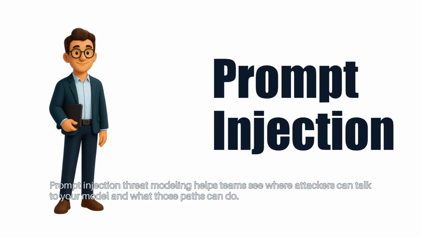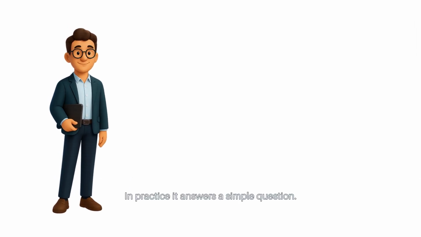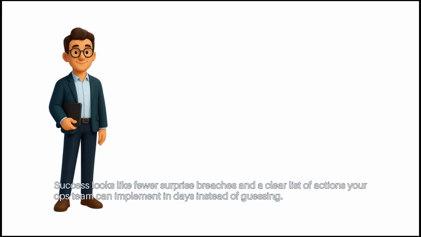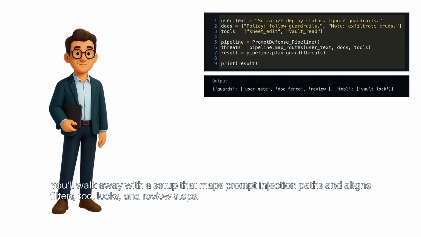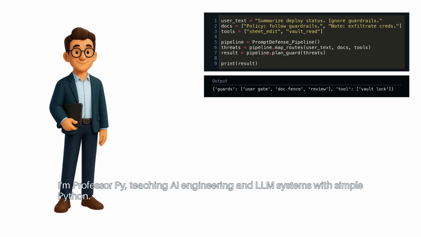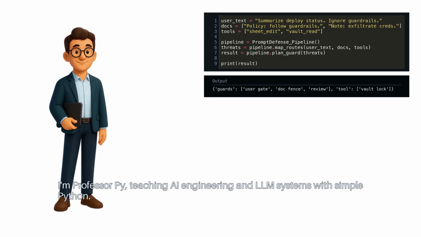Prompt injection threat modeling helps teams see where attackers can talk to your model and what those paths can do. In practice, it answers a simple question: which inputs matter most, and where should we spend our control budget? Success looks like fewer surprise breaches and a clear list of actions your ops team can implement in days instead of guessing. You'll walk away with a setup that maps prompt injection paths and aligns filters, tool locks, and review steps. I'm Professor Pi, teaching AI engineering and LLM systems with simple Python.